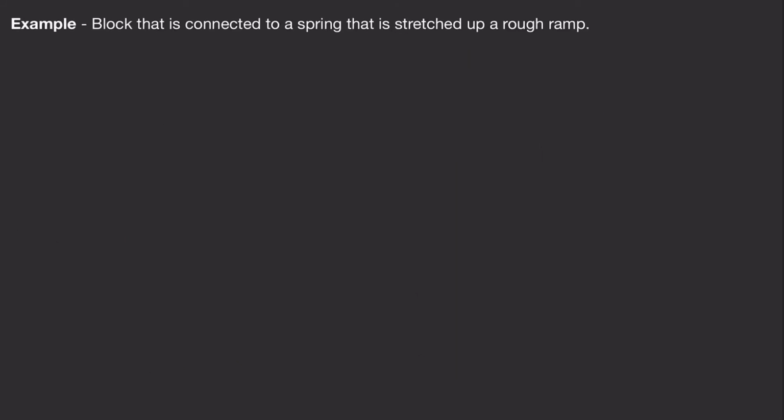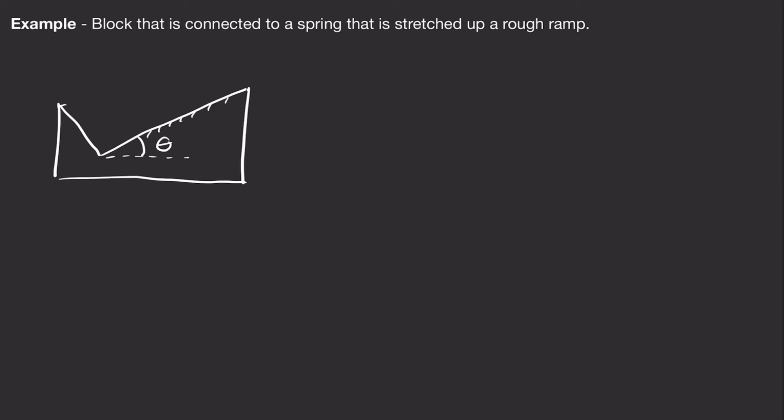Okay, let's look at another problem that involves a spring. So we have a block that is connected to a spring that is stretched up a rough ramp. Okay, so this is kind of a weird problem, but we've seen stuff like this. Okay, so this ramp makes a certain angle, and you have a block on a spring. Okay, so maybe I'll do my block in a different color. Okay, and it's really important to notice that it says it is stretched up the ramp, so it's not our spring being compressed down, but it is stretched up.